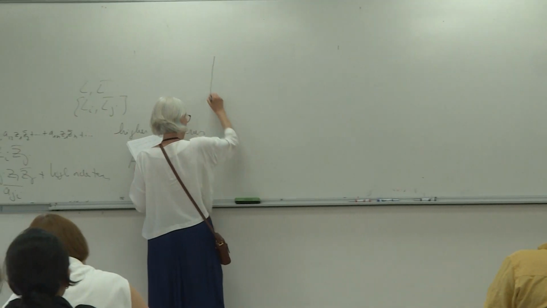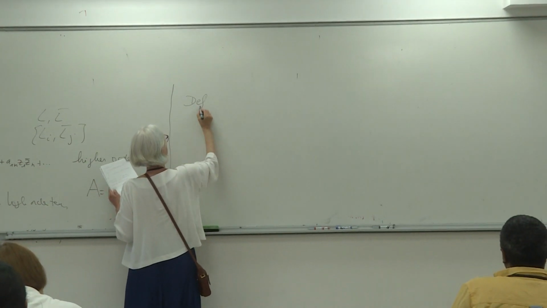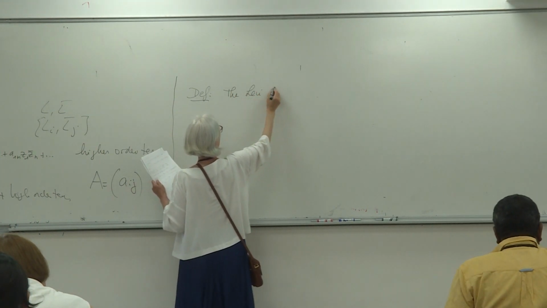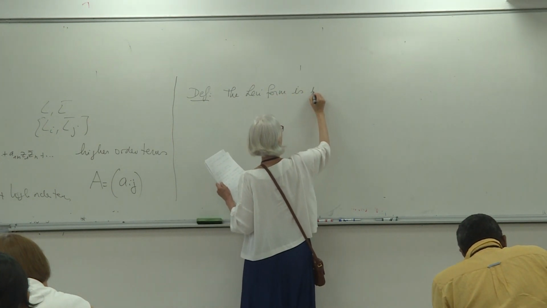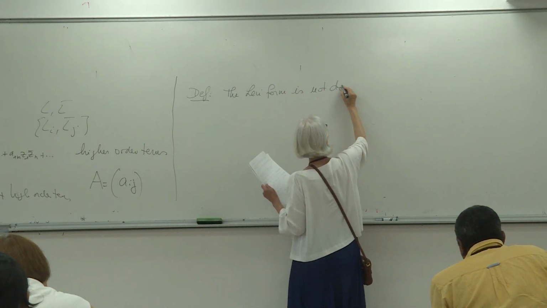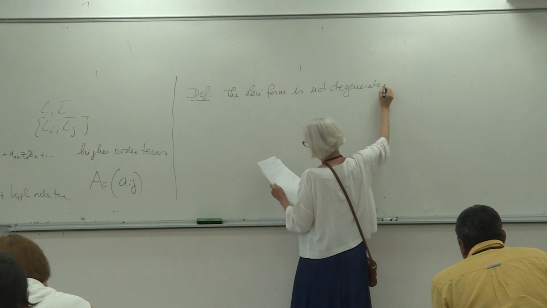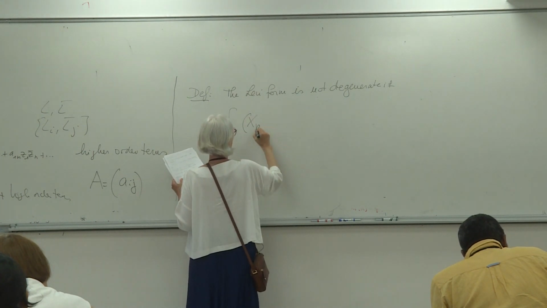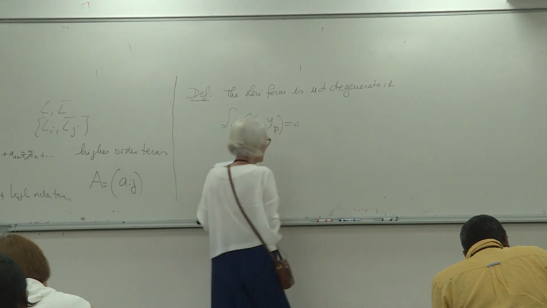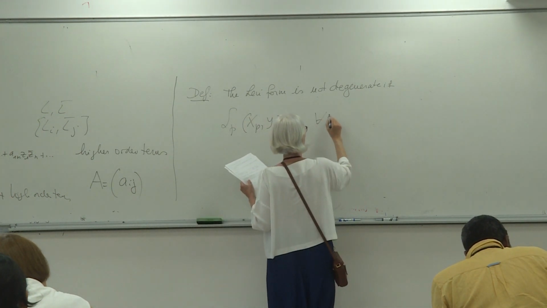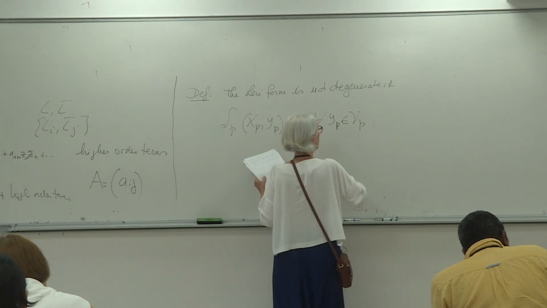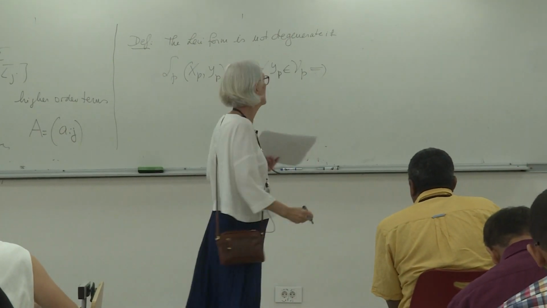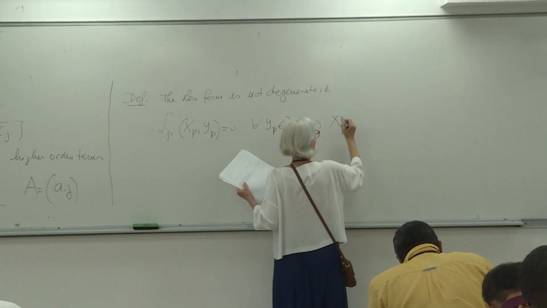So what is the definition of a Levi non-degenerate hypersurface? Definition. The Levi form is not degenerate if the Levi form is like that. Every time you have that, for every Y_p in N_p, the conclusion is that X_p is 0. It's the usual way of defining a non-degenerate form.